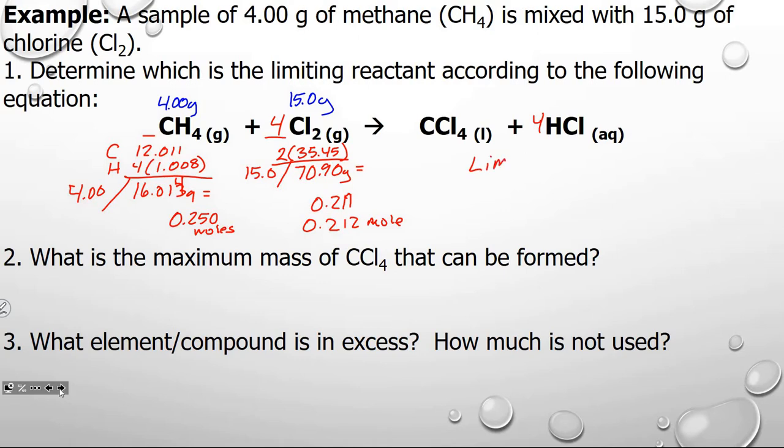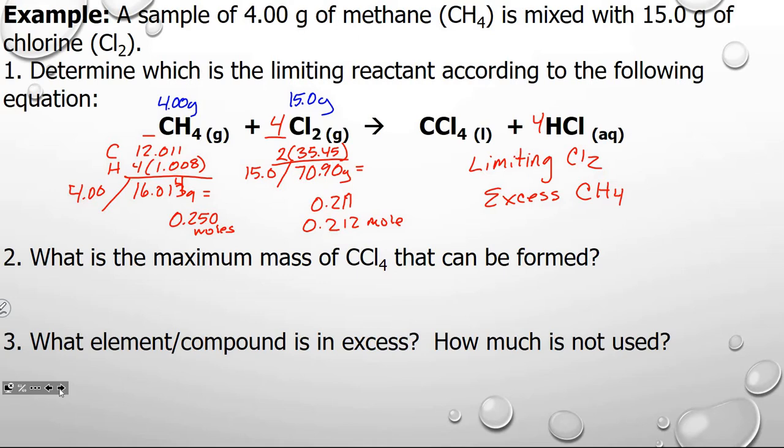So my limiting is my Cl2. My excess is my CH4. And I can say that just by looking at that, because I need 4 times as much chlorine, and I don't have it. Because 4 times 0.25 is not 0.21, right?